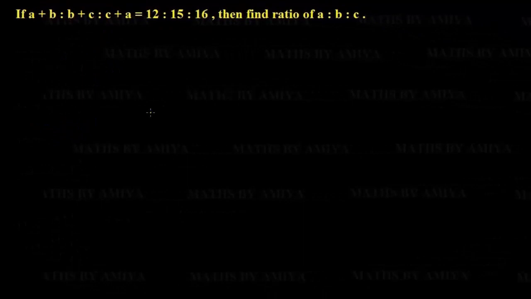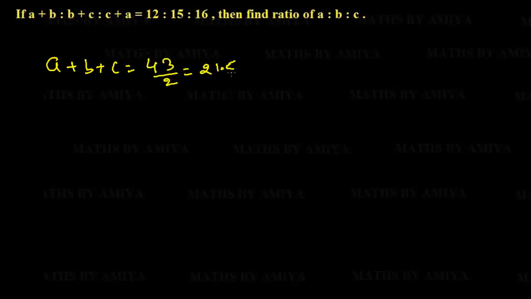Question number 1. Pause the video and solve the question. I hope you have solved the question. We have summation, so we need to find the summation. A plus B plus C is nothing but 43, and divide by 2 is nothing but 21.5. First summation, then divide by 2 because the number of terms is 2. Now we need to find the gap.